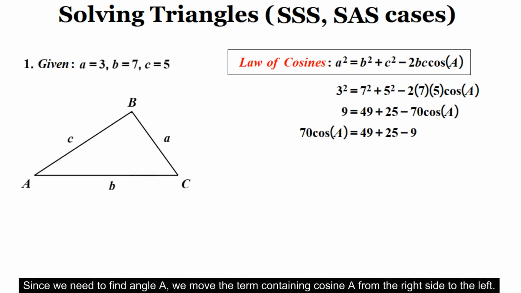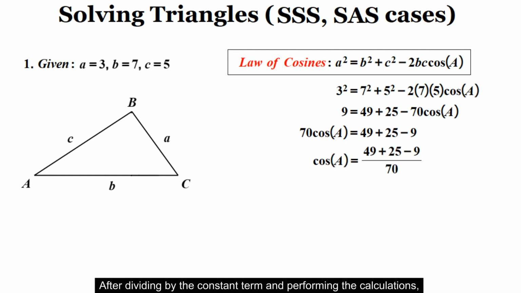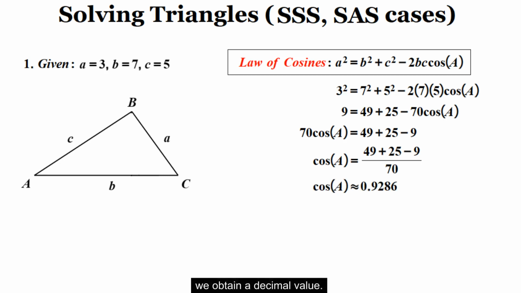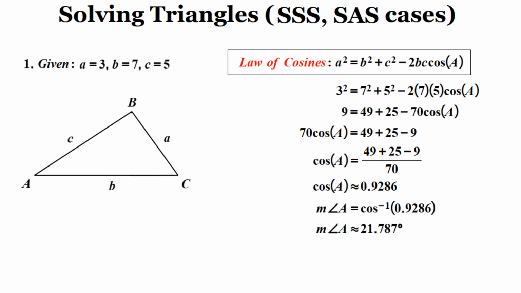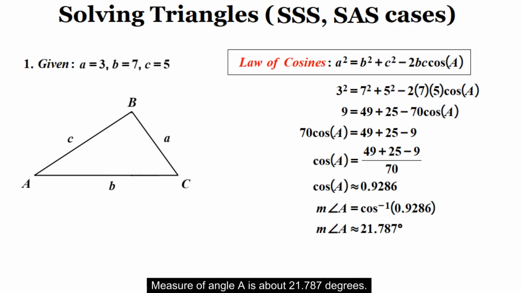Since we need to find angle A, we move the term containing cosine A from the right side to the left. After dividing by the constant term and performing the calculations, we obtain a decimal value. Using the inverse cosine function allows us to determine the magnitude of angle A. Measure of angle A is about 21.787 degrees.